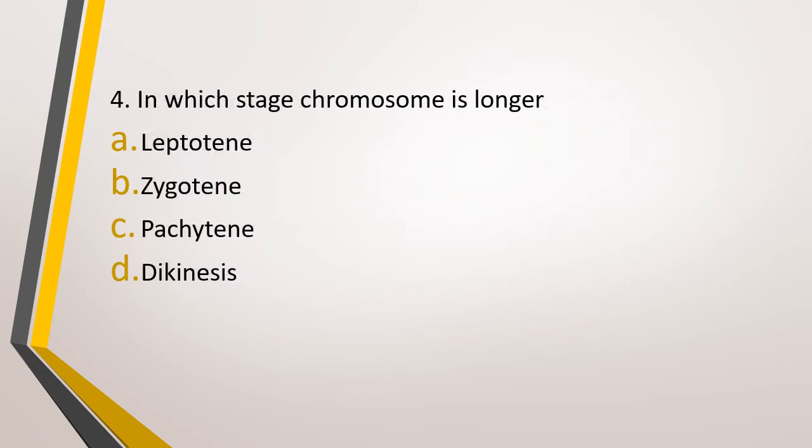Question number 4. In which stage is the chromosome longer? Option A, leptotene. Option B, zygotene. Option C, pachytene, or option D, diakinesis. In which stage is the chromosome longer? The correct answer is option A, in the leptotene stage. The leptotene stage is the first stage of prophase 1, and the chromosomes gradually become visible in the leptotene stage, and the compaction of chromosomes continues throughout the leptotene stage.